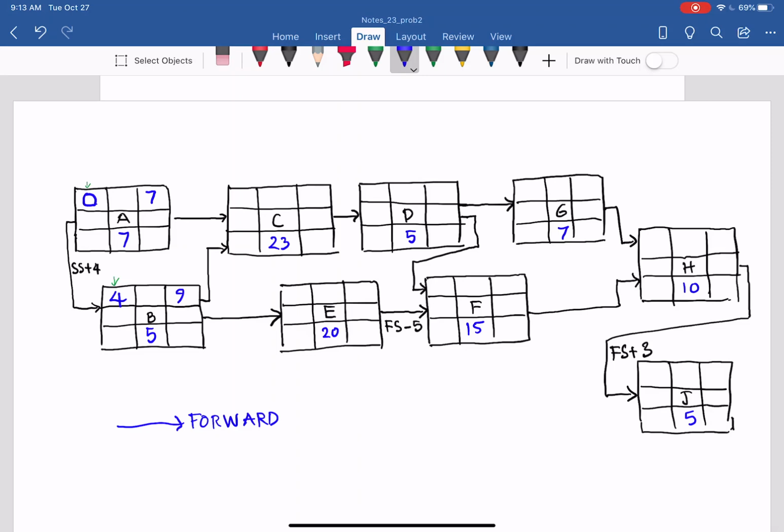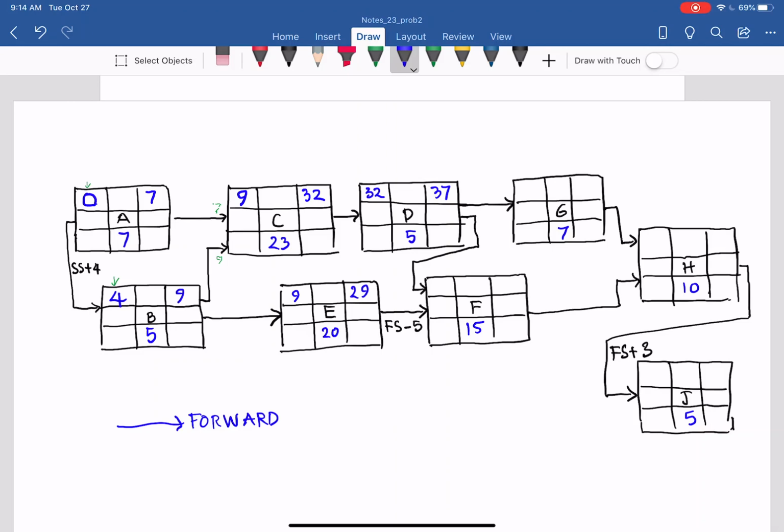And then for early start of C, you have 7 and 9. So you take the maximum. Forward pass, addition, and maximum, including the lead or lag. 0 plus 4 equals 4. So going forward, everything is addition, and the maximum is 9. 9 plus 23, you have 32. For E, we have 9 in here, with only B as a predecessor. For E, 9 plus 20, we have 29. And then for D, we have 32 from C, with no lead or lag, so plus 0, we have 32. 32 plus 5, you have 37.